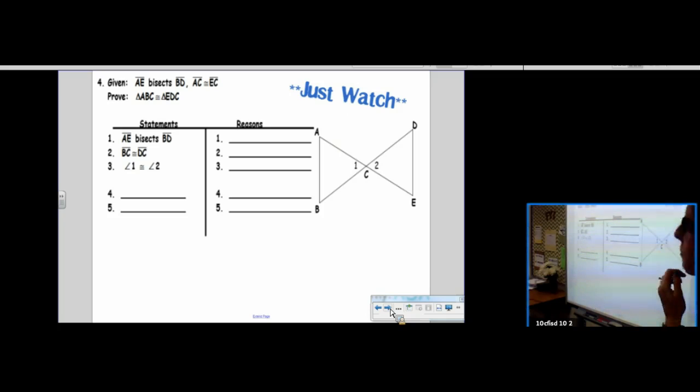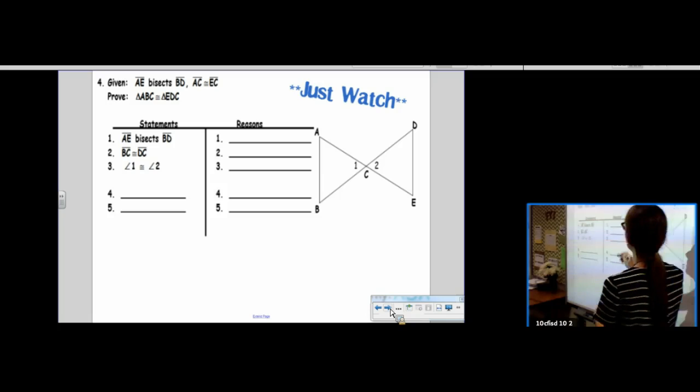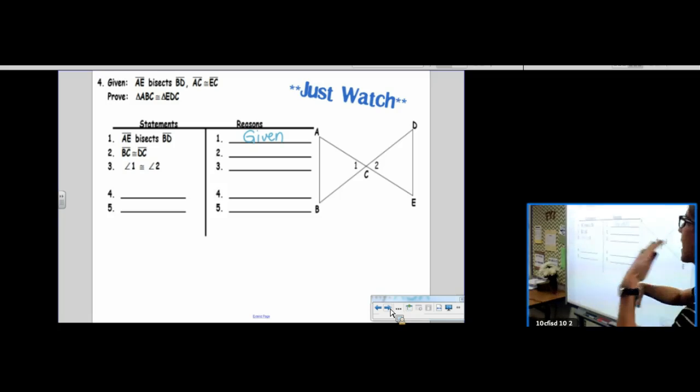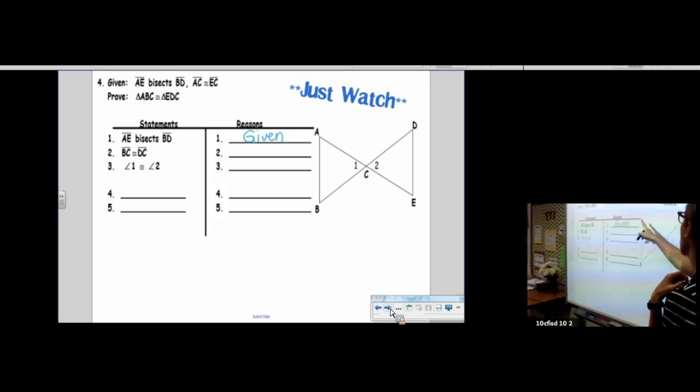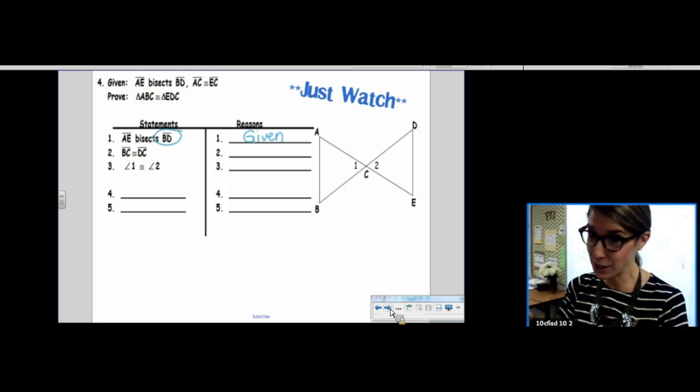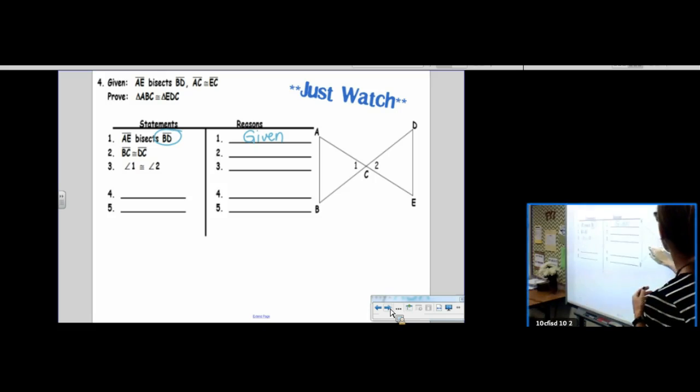More blanks this time. Woohoo! Given AE bisects BD. That was given to us. And now we say, hey, what happens after that? AE bisects BD. So BD is the one getting bisected, not AE. That's the one doing the bisecting. BD got cut in half.